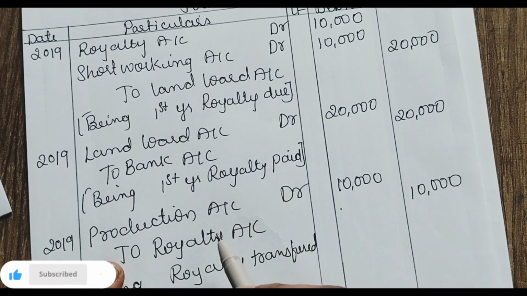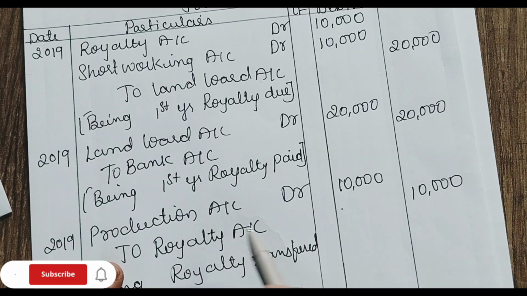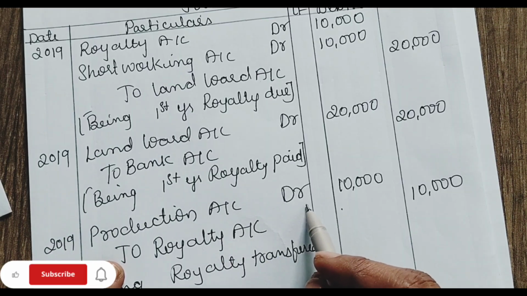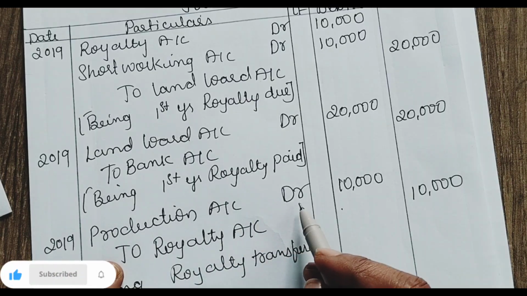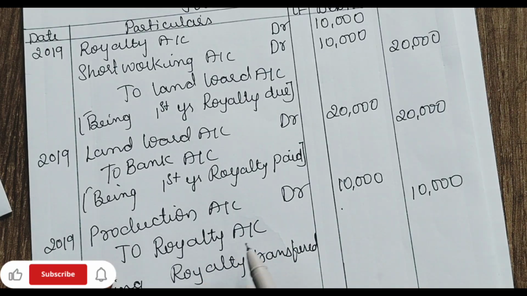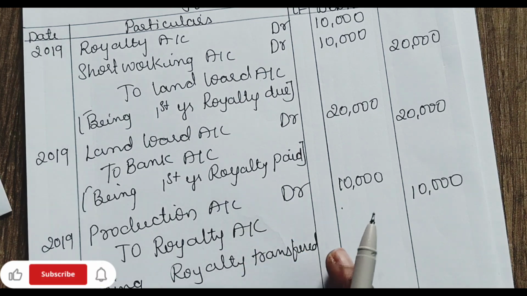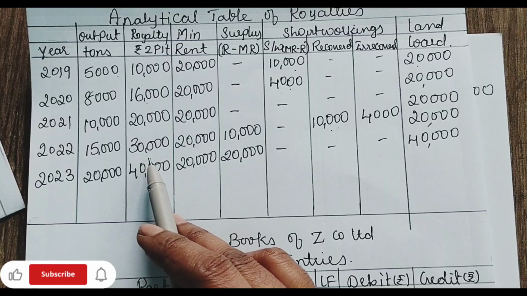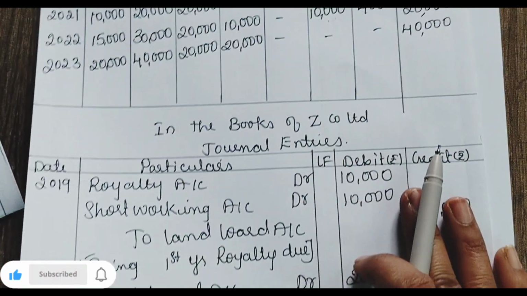Then we are transferring the royalty to the production account. Production account is also a nominal account, so production account will be debited, and by crediting the royalty account, the royalty will be transferred to the production account. For that, whatever there is in the royalty column will be considered.